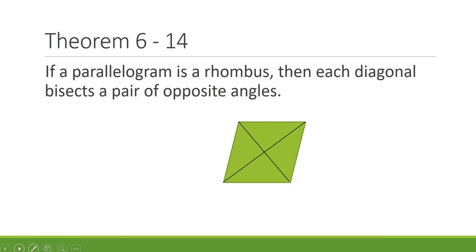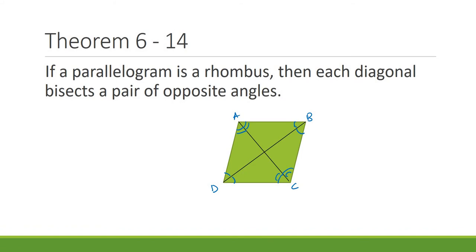Theorem 6.14. Again, if a parallelogram is a rhombus, then each diagonal bisects a pair of opposite angles. So this bisects this. It also bisects this side. Remember that in a parallelogram, the opposite angles are congruent. So therefore, if I bisect angle B into two pieces, those two pieces will also equal angle D divided into two pieces. And we will bisect the angle here and the angle here.